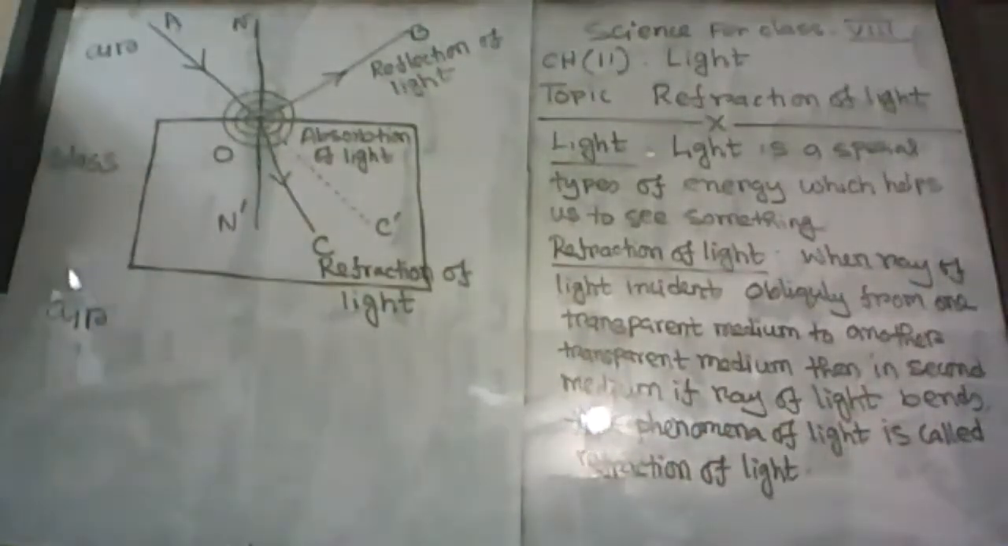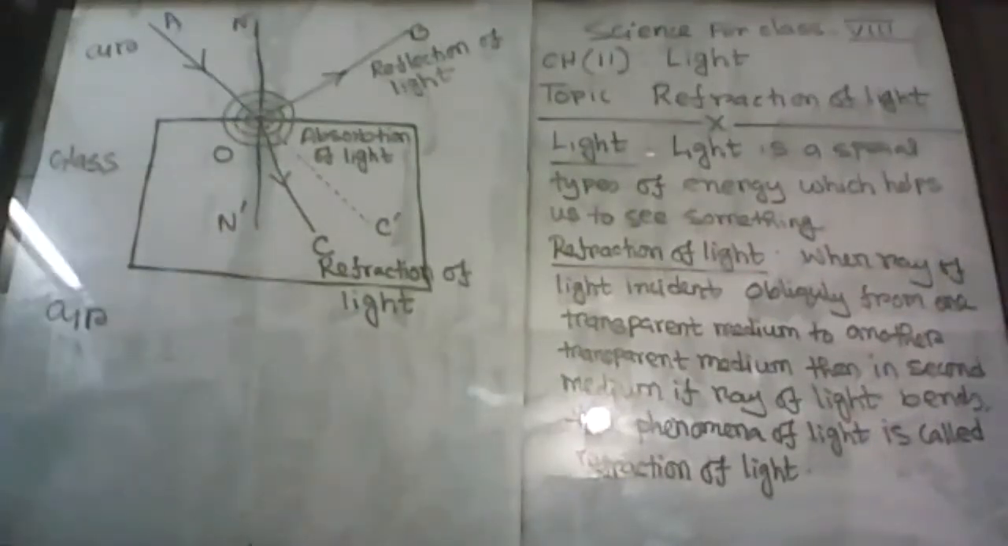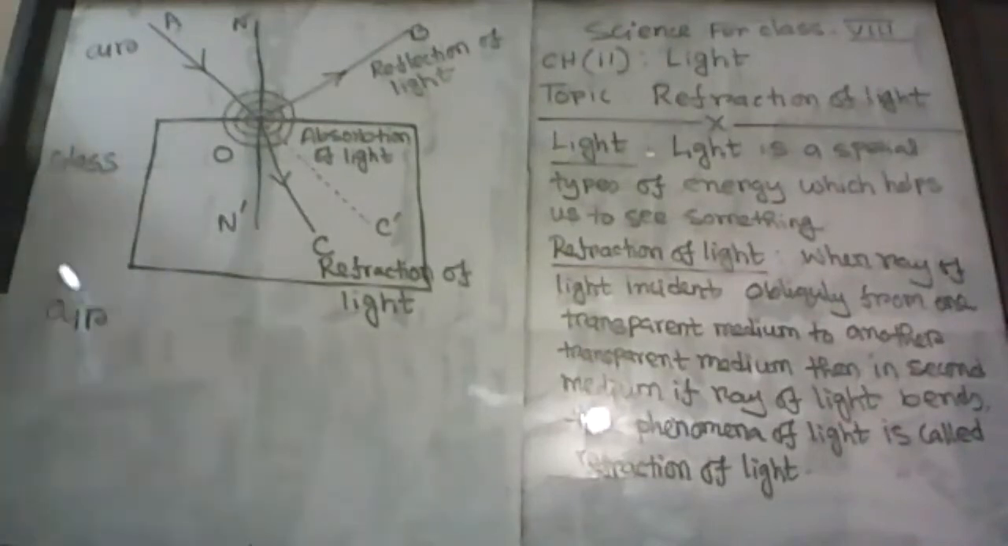You see, boys and girls, when a ray of light is incident obliquely from one transparent medium to another transparent medium, then in the second medium, if the ray of light bends, this phenomenon of light is called refraction of light. So when this ray of light bends, then you get a phenomenon, and this phenomenon of light is called refraction of light.